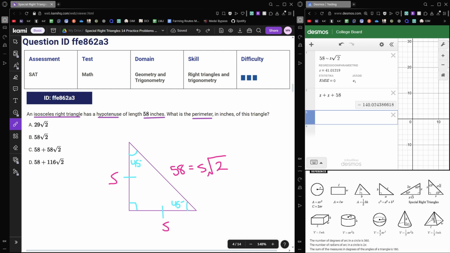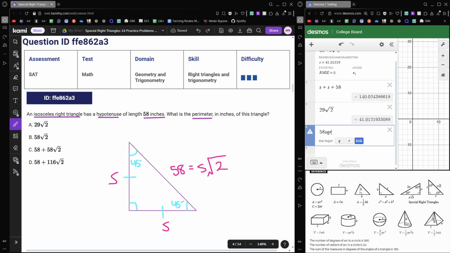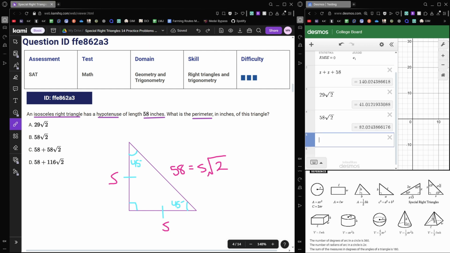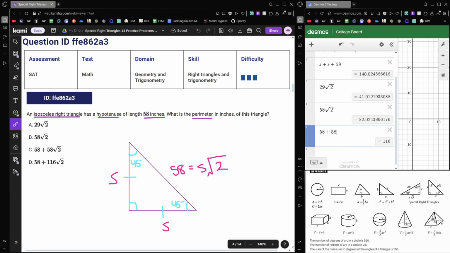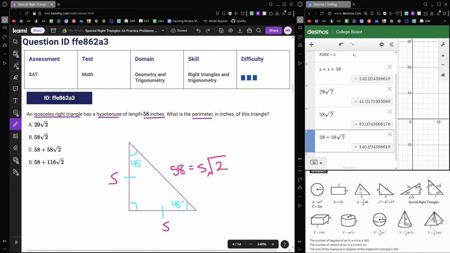And now all we have to do is plug in answer choices until we get one that matches. So here's answer choice A, 29 square root 2. That's not the same. B, 58 square root 2. That's not the same. C, 58 plus 58 square root 2. That is the same, which means our answer is C.